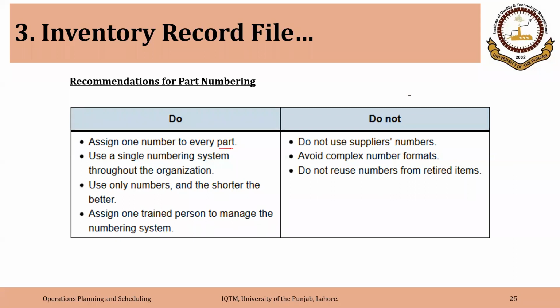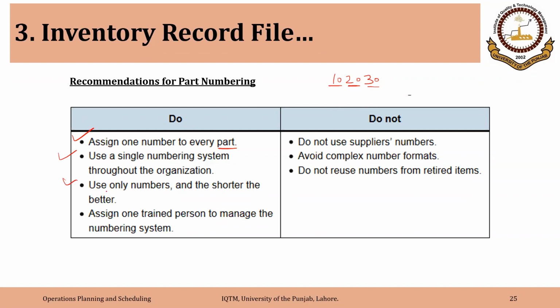Every part should have a unique number. The organization should use a single numbering system, whether it is numeric, alphanumeric, or whatever the coding scheme is. For example, the first 2 digits might show the product family, the next 2 digits might show a certain variant of the product family, and the last 3 might show some specification of that variant. Whatever the coding system, it should be the same throughout the organization.